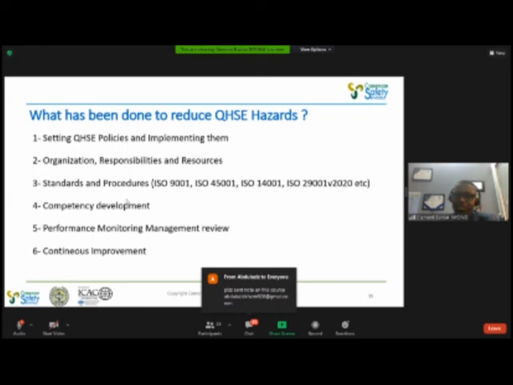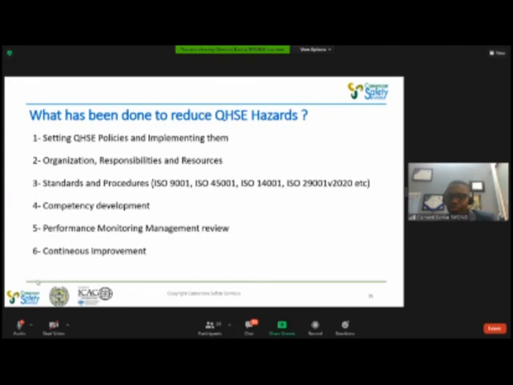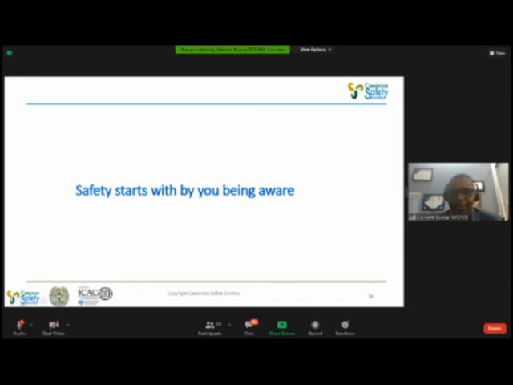So all these things have contributed greatly to the reduction of incidents in the oil and gas industry, plus the national regulations by different countries, plus the industrial regulations, such as those put in place by the IADC. Operators as well, they have their QHSE management system, and service companies too. So these are some of the things that have been done collectively to reduce hazards in the industry.